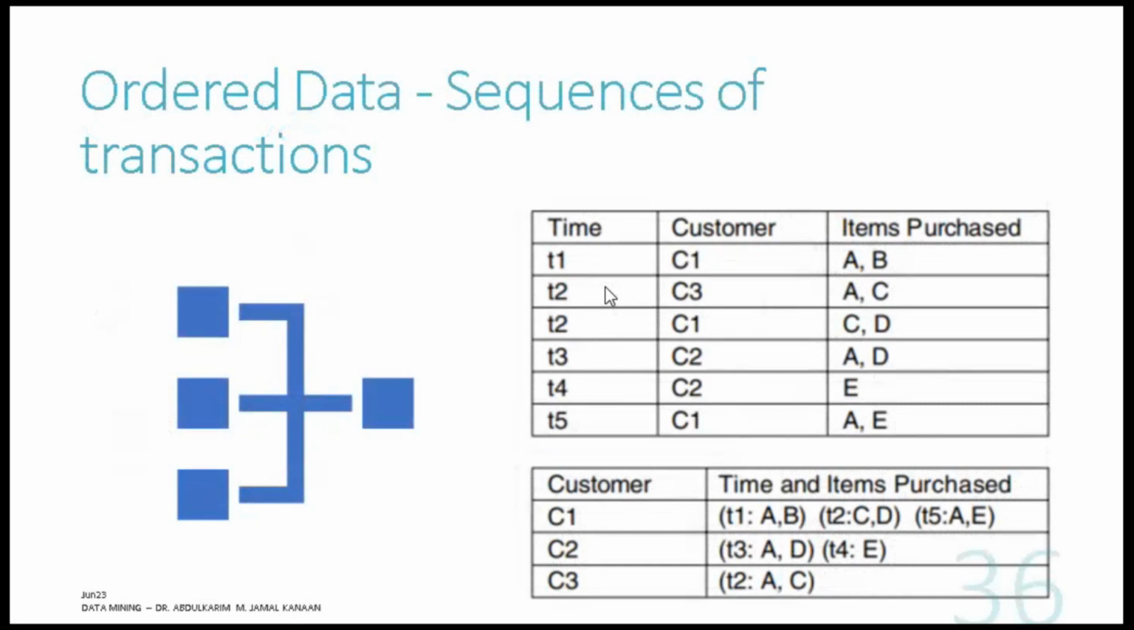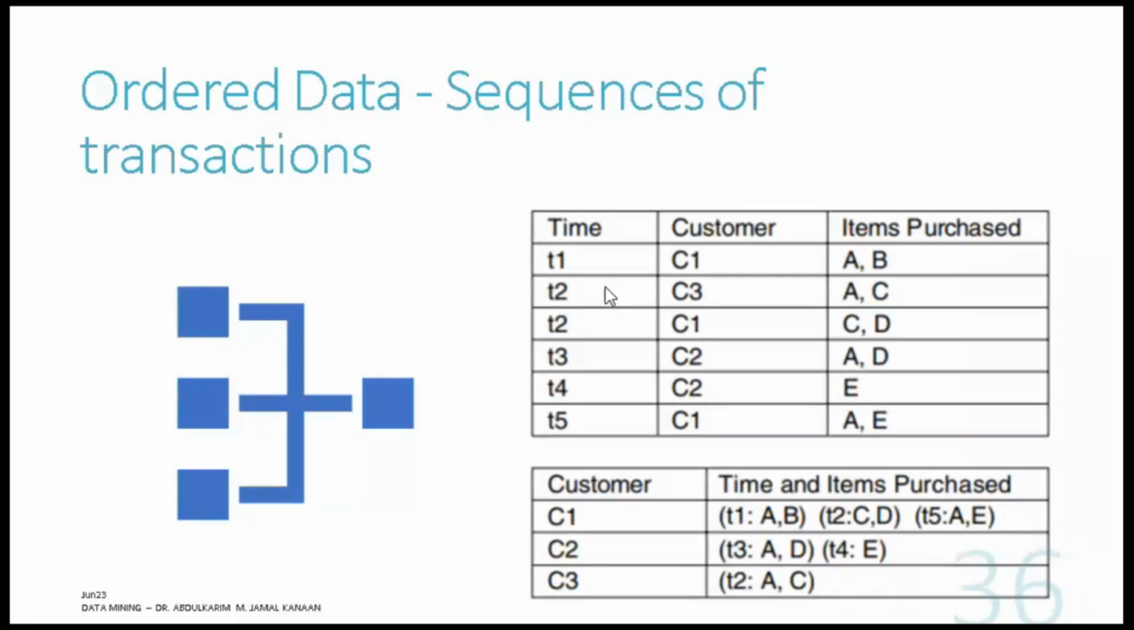If it's ordered data, that means we're not only going to have the transaction or the customer ID, but we're also going to take the time into account. Why? Because this is ordered data or sequential data. So we need to know what transaction has happened by, let's say, customer 1, and what items he purchased first. So here we can see customer C1 at T1 has purchased A and B. Let's say after a few days, he went back to the grocery and made a second transaction. So he purchased C and D.